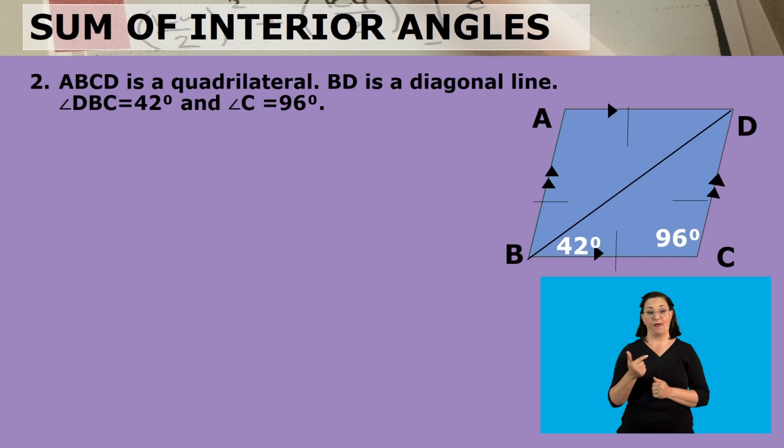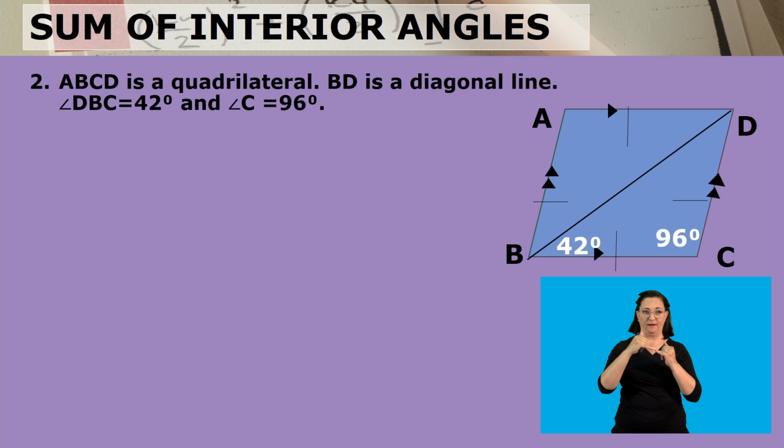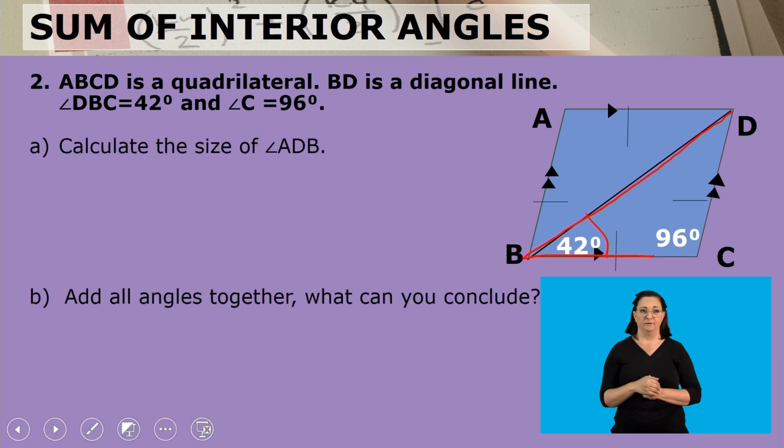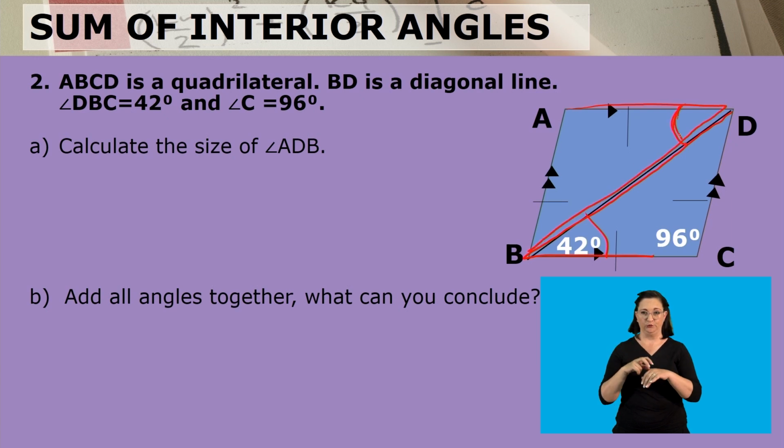Let's look at another question in this regard. ABCD is a quadrilateral. BD is a diagonal line. Angle DBC, starting from DB to C, equals 42 degrees, and angle C equals 96 degrees. We are to calculate the size of angle ADB. So that is the angle we are to calculate.